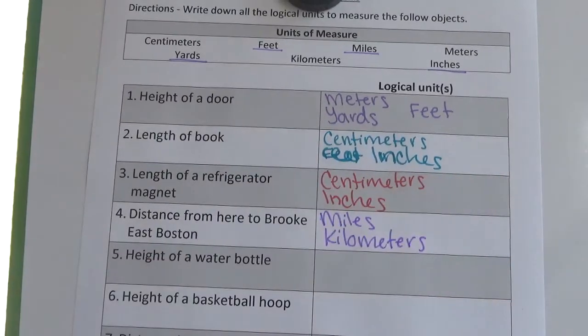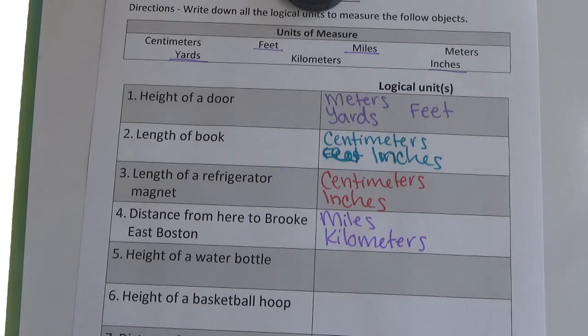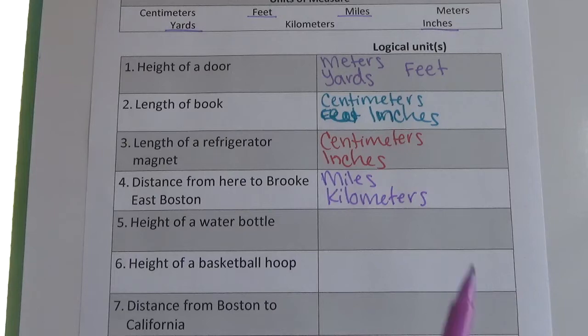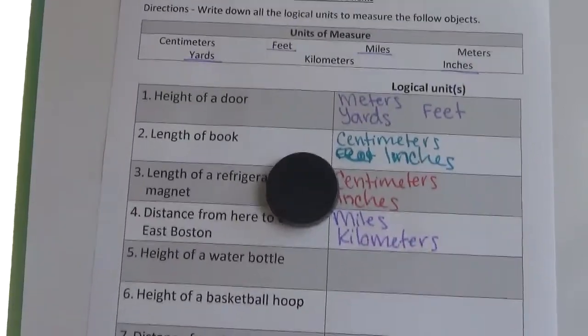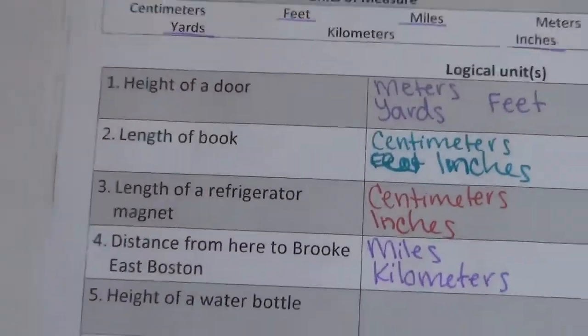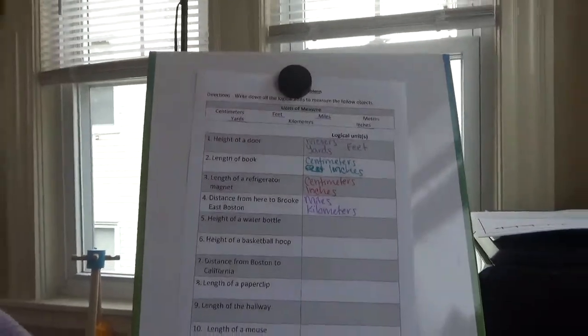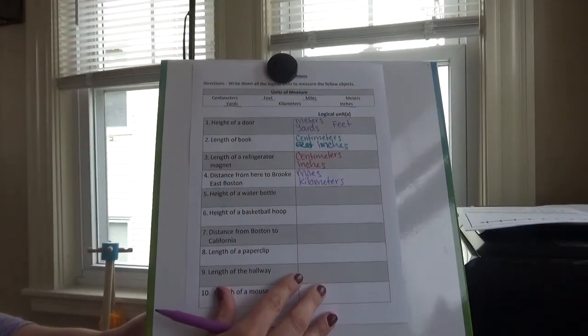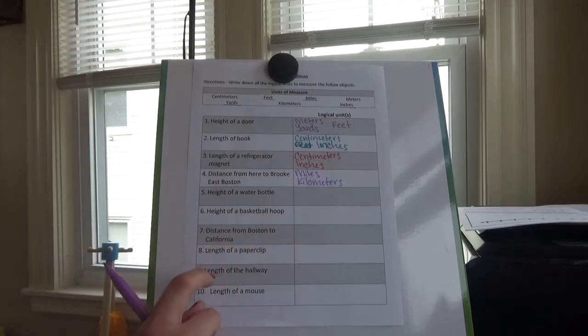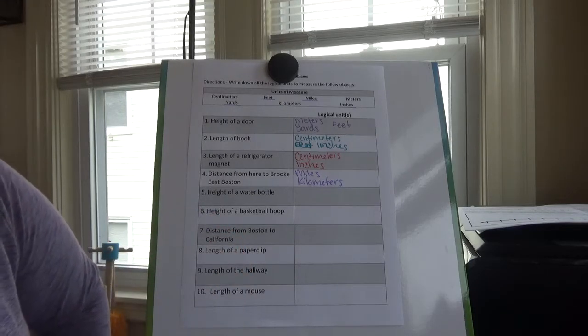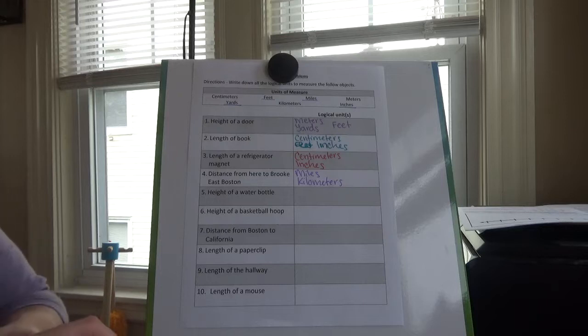Both of those are really large units that would measure the large distance, especially distances between two places. Awesome. Now, I want you to pause the video here and write down the possible units that you would use to measure, actually I'll zoom out so you can see the word bank. The possible units that you would use to measure, question 5, height of a water bottle, height of a basketball hoop, distance from Brook to California, the length of a paperclip, the length of the hallway, and the length of a mouse. So go ahead and answer questions 5, 6, 7, 8, 9, and 10 on your own right now, and then you can pause the video and we'll go over the answers after.